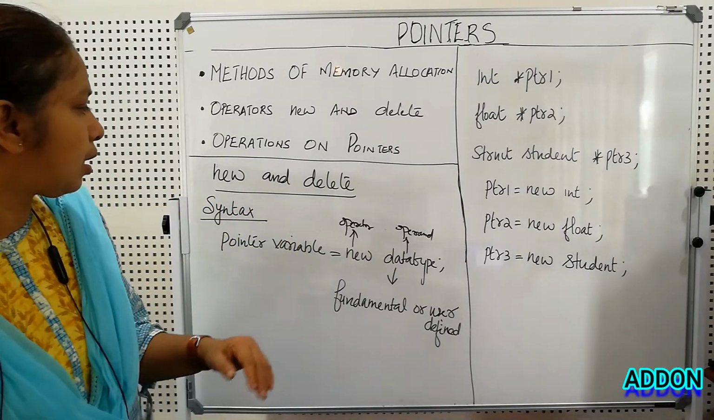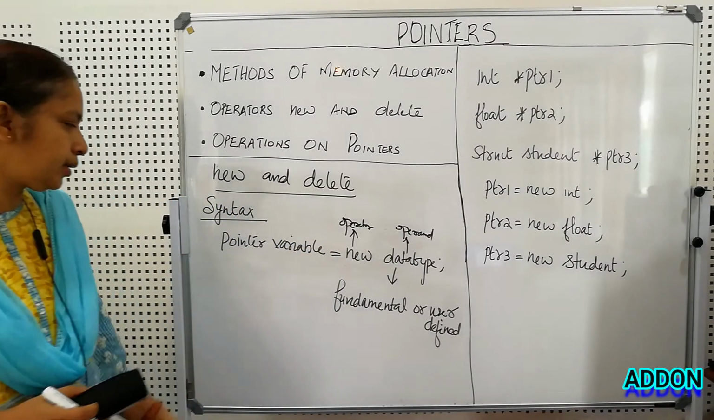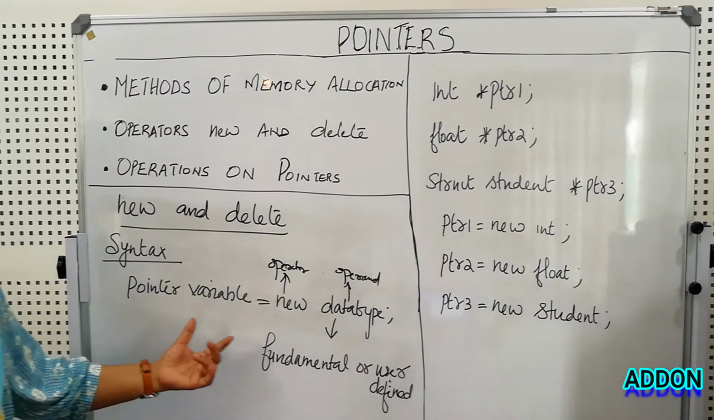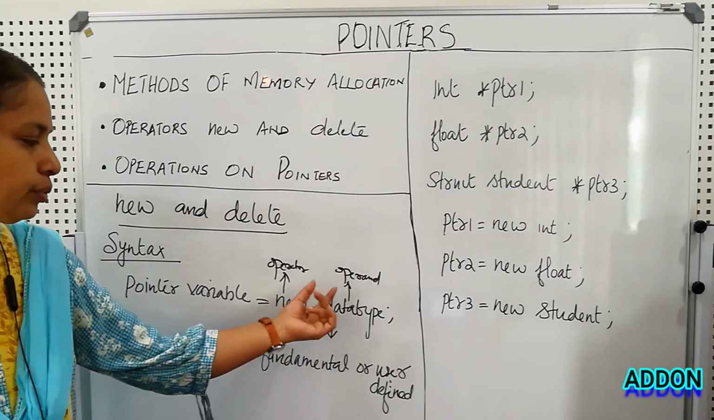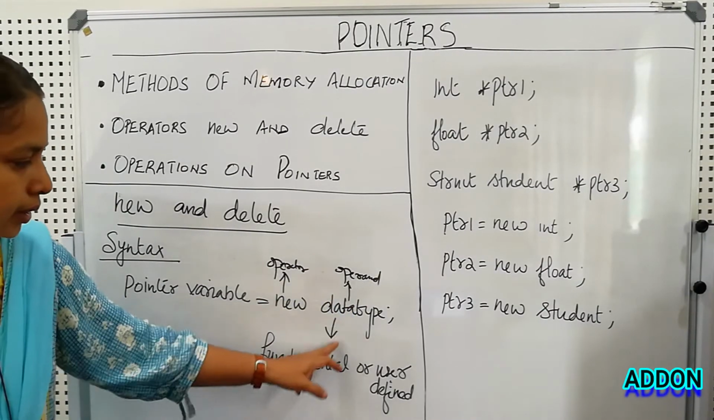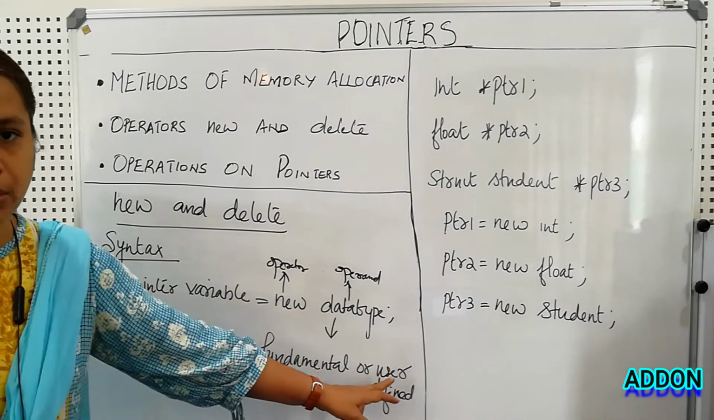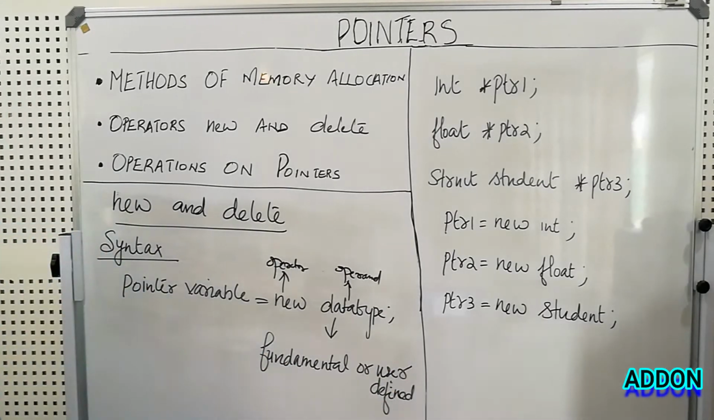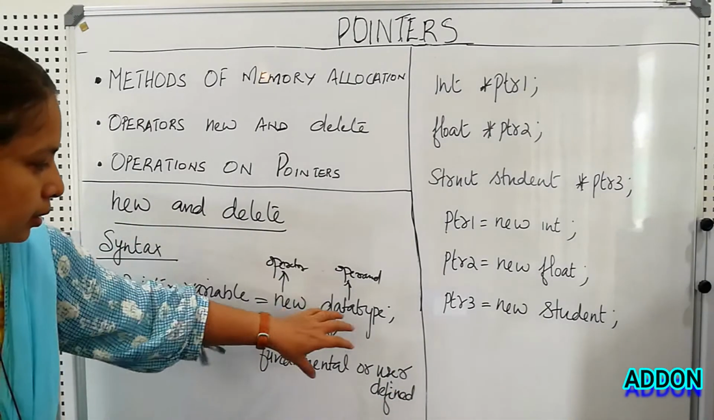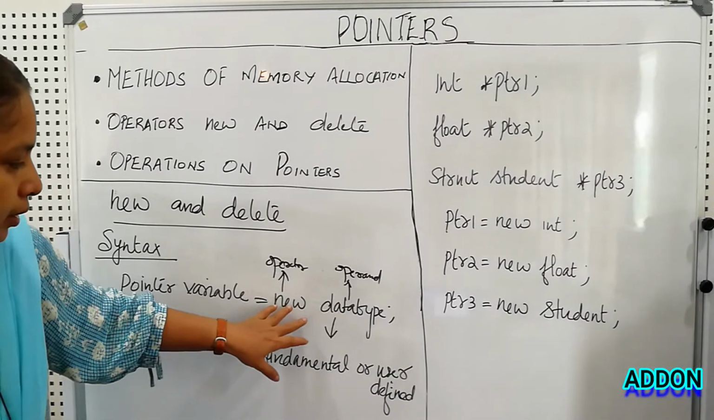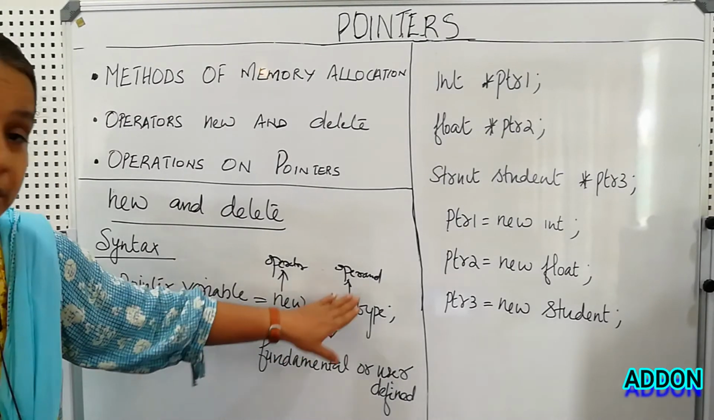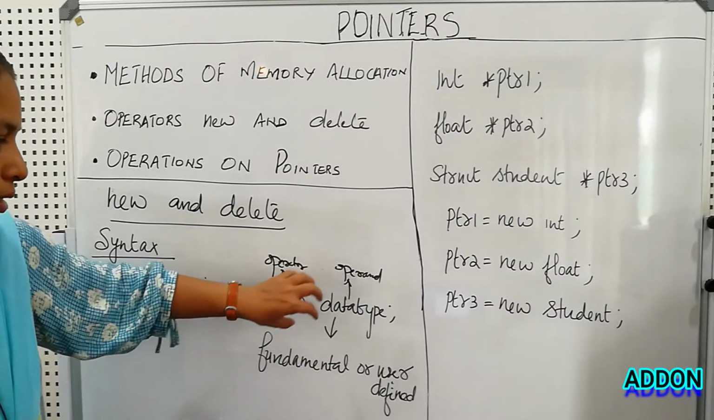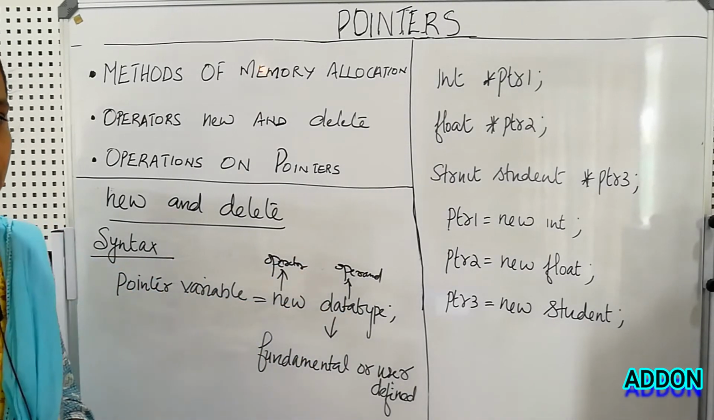So let us see how a new operator is declared. This is the syntax of declaring a new operator. Pointer variable is equal to new data type. Here the data type can be a fundamental or user defined data type. Now consider this part. Here we have seen that the new operator, the data type is the operand. So the new operator requires only one operand for its working.